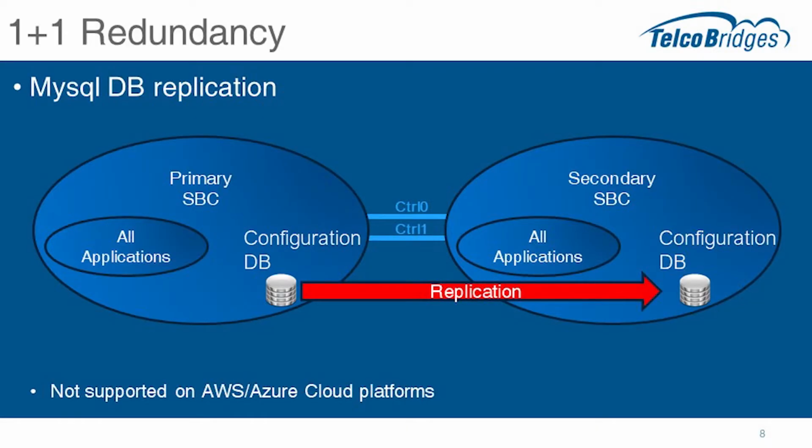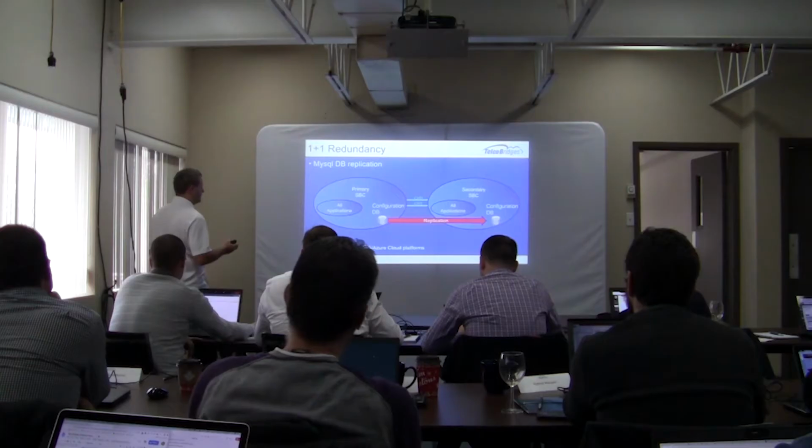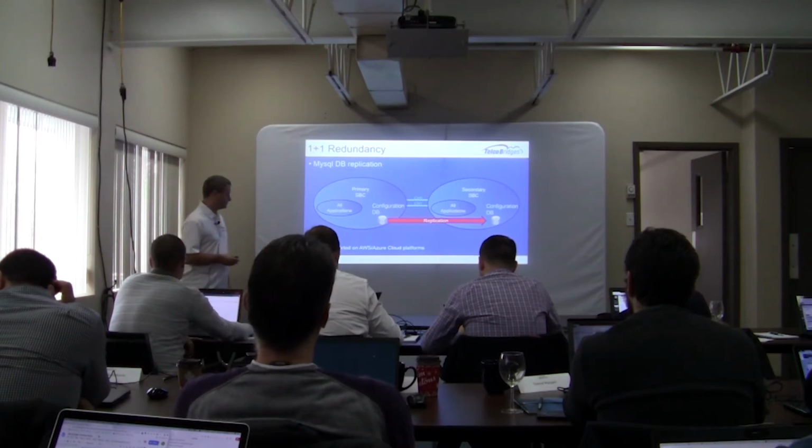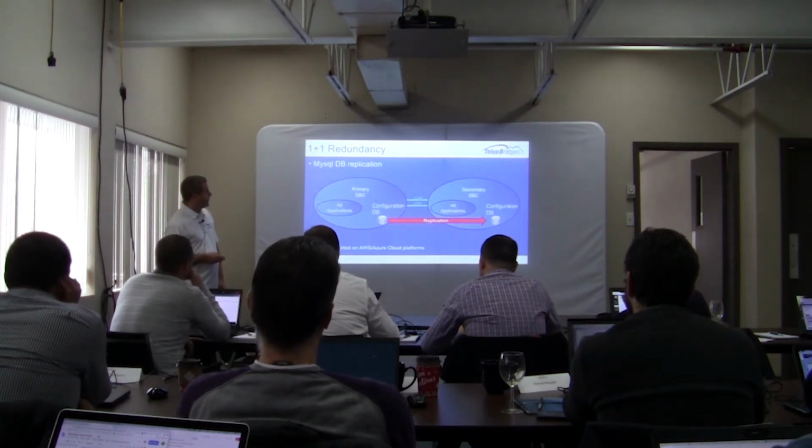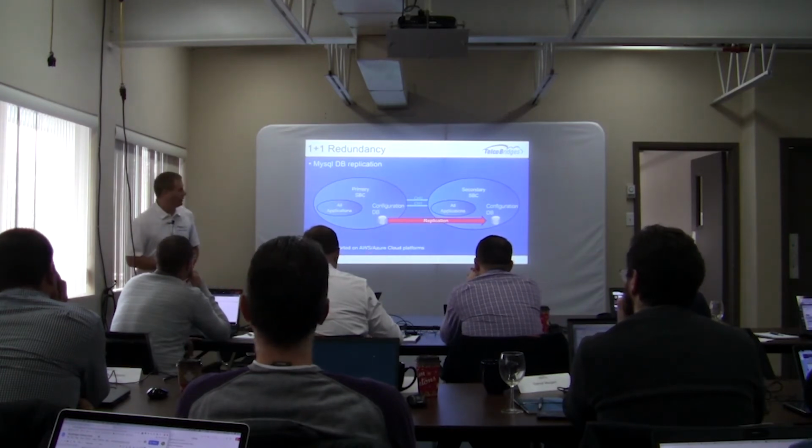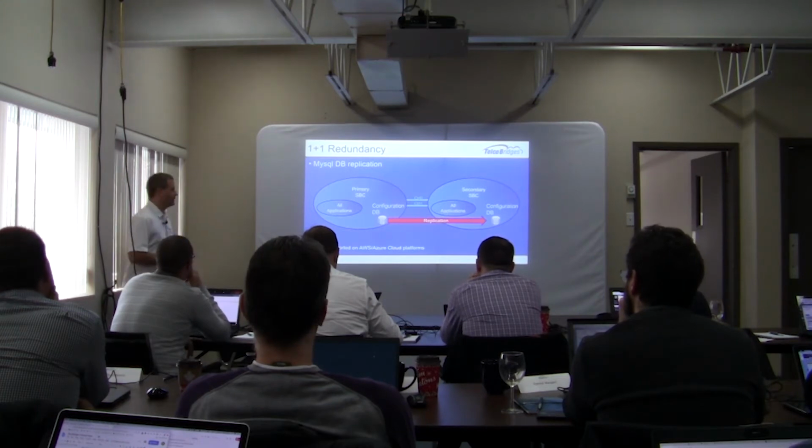One plus one redundancy: we do DB replication, which we talked about. We have a configuration database running on both servers. The replication is done through these control 0 and control 1 interfaces, and also through communication between the applications to make sure who is primary, who is secondary, and when to take over as master. One thing is that it's not supported yet on the cloud platforms. It may come later, but for now we don't support 1+1 on these cloud platforms.